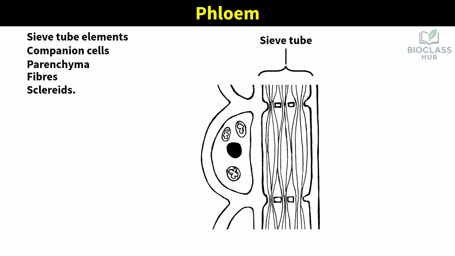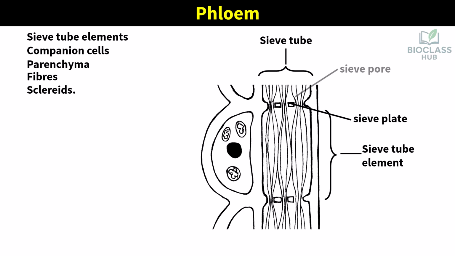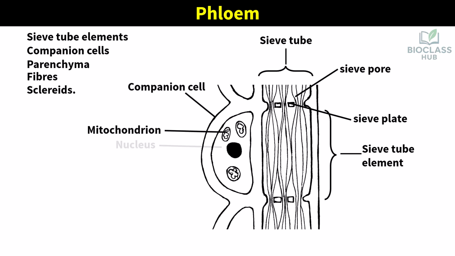Sieve tube elements. Sieve tubes are formed by the end-to-end fusion of sieve tube elements and the partial breakdown of the cross walls between them to form sieve plates. The cell walls are thickened with cellulose and pectin. The cells lack a nucleus, and the cytoplasm is confined to the edges of the cell. They have a living cytoplasm, which is dependent on the nucleus and active cytoplasm of an adjacent companion cell. Sieve tubes form long, tube-like structures that translocate solutions of organic solutes like sucrose throughout the plant. Cytoplasmic filaments also help in the movement of substances.